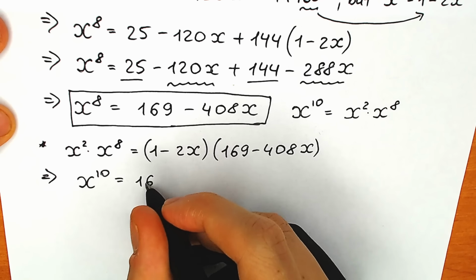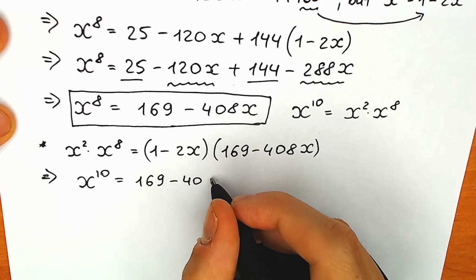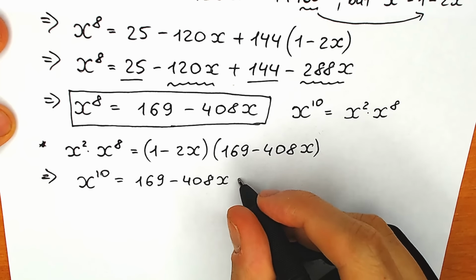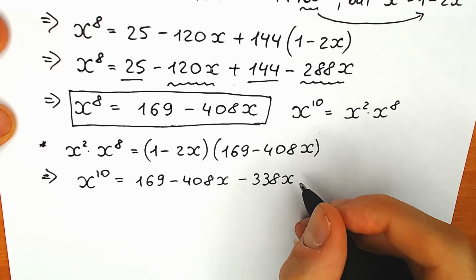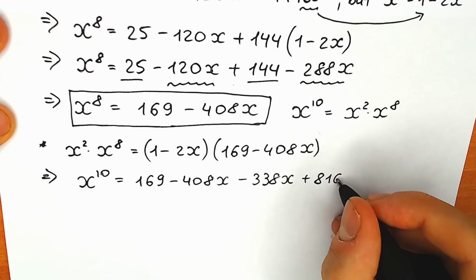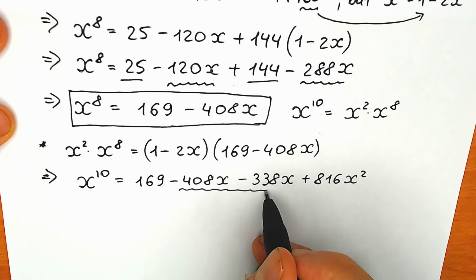So 169, when we multiply parentheses by parentheses, minus 408x minus 338x and plus 816x squared. So we can easily subtract this expression right here in the middle.